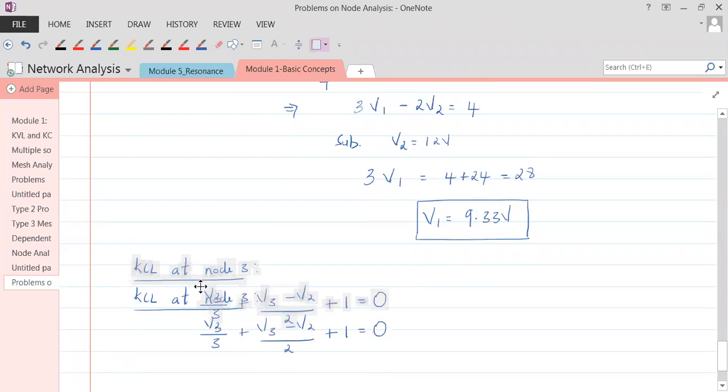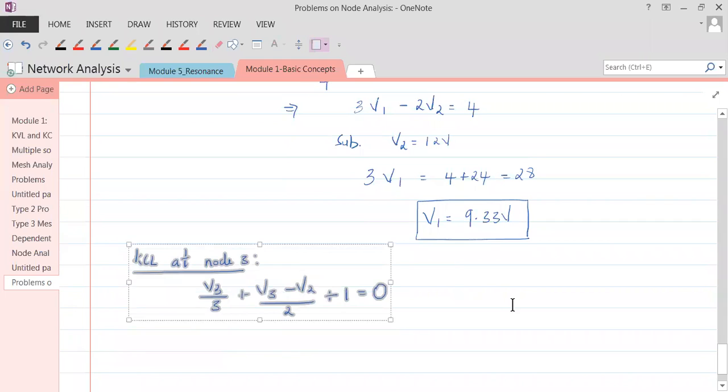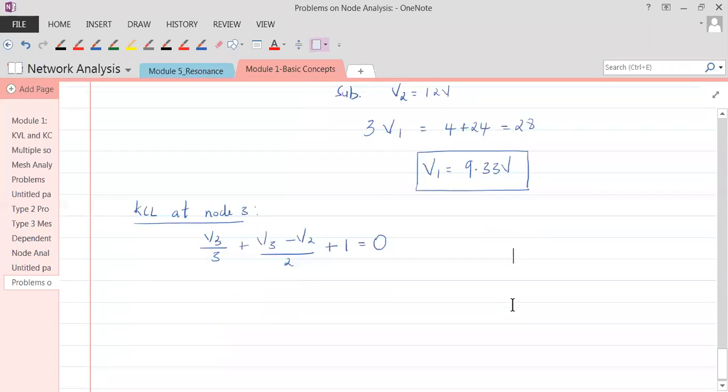Yeah, this is it. Fine. Now, can you give me V3, everybody? Bring it to the standard form again. Let's take 6 as the LCM. So it's 2 times V3, 3 times V3 minus 3 times V2 plus 6 equal to 0. This 6 gets multiplied by 0 on the right hand side, so it vanishes.